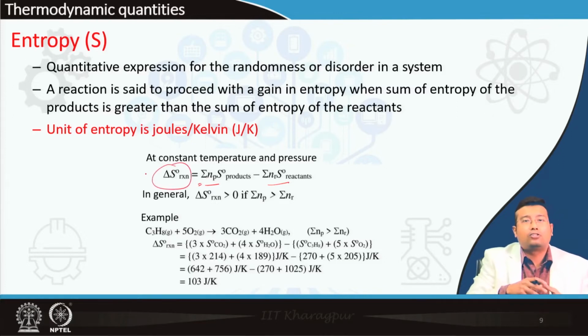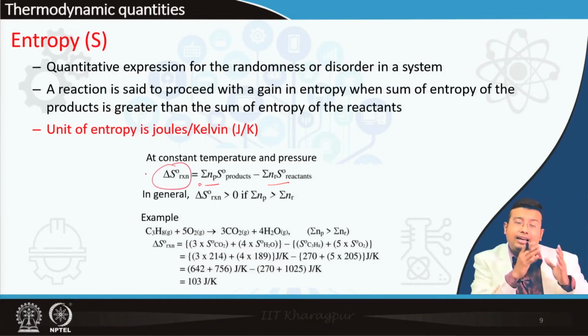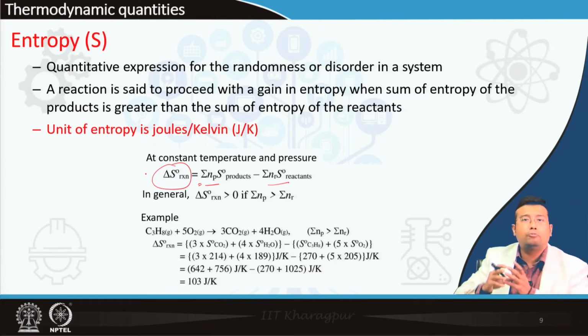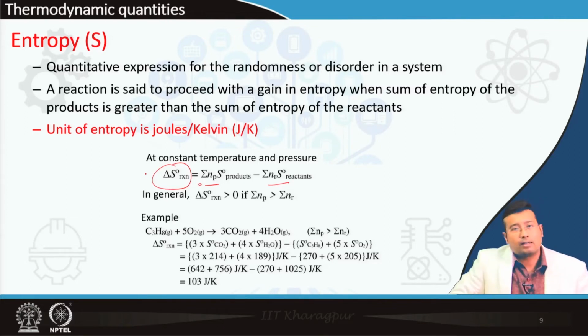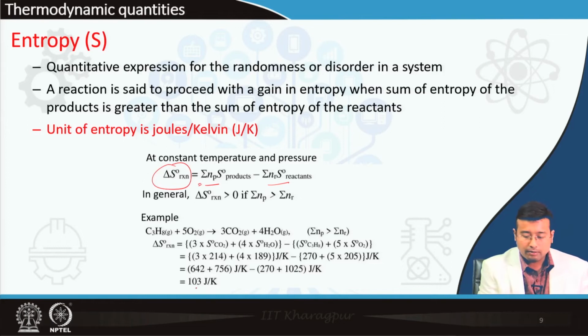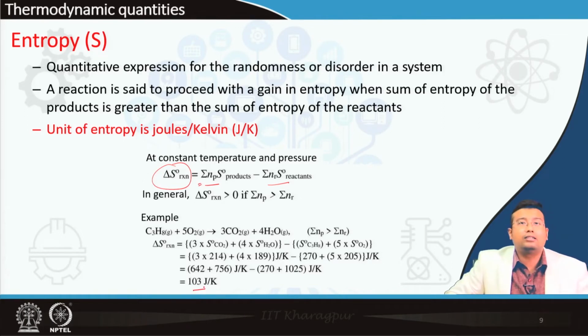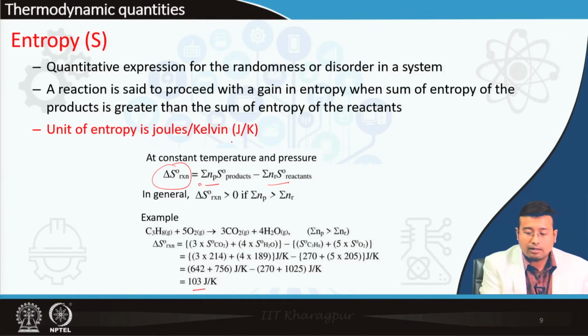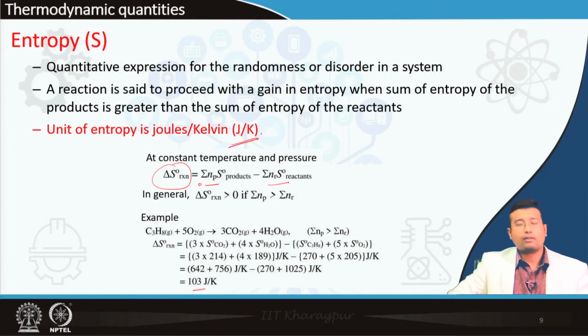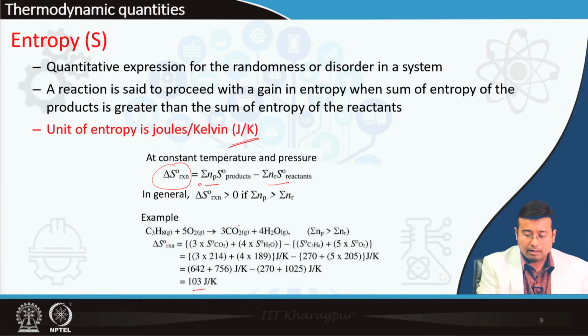If the entropy of the reaction is positive, the reactant will be converted to product and the reaction will be spontaneous. So, here is an example where the entropy of each and every molecule has been considered and ultimately it is found to be positive, that is 103 joules per calorie, because this is the unit of entropy, very important. The reaction is very simple: the combustion of propane, C3H8. Propane is combining with oxygen to get converted to carbon dioxide and water vapor.